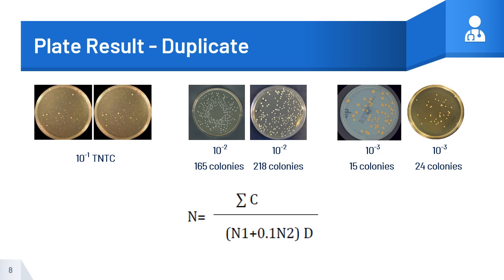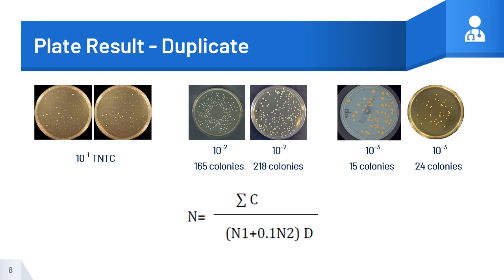Just assume we take a milk sample. The first step is to prepare the initial suspension. So 1 ml sample into 9 ml diluent, that will be 10 power minus 1. At 10 power minus 1, we got TNTC, that is, too numerous to count. If the plates contain more than 300 colonies, we call it TNTC.